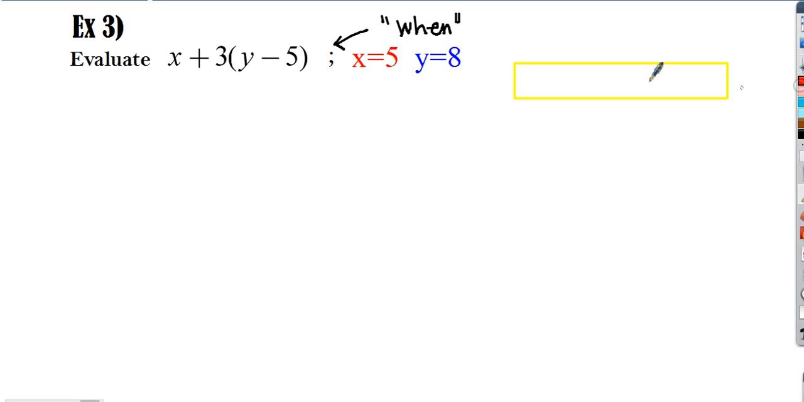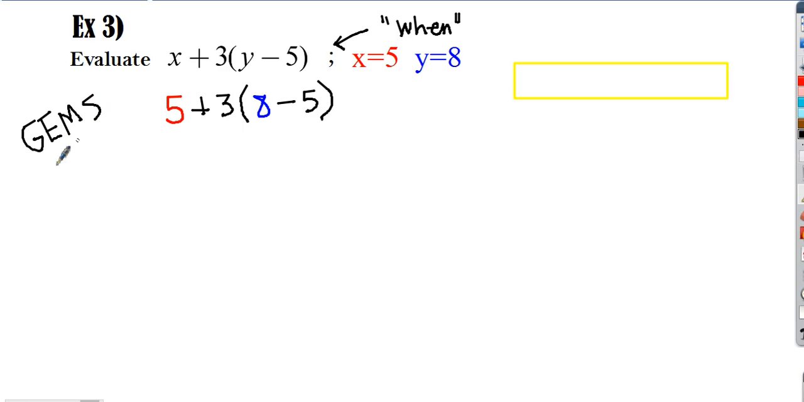We know that x is equal to 5, so let's replace the x with 5. Then we have plus 3 times parentheses, y is equal to 8, minus 5, close parentheses. So again, you've got to remember GEMS, order of operations. G, grouping first. So we've got to do the parentheses. Inside the parentheses, we're going to do 8 minus 5, which is equal to 3. So still keeping the parentheses for 3, then plus 5, just copying down the rest of them.